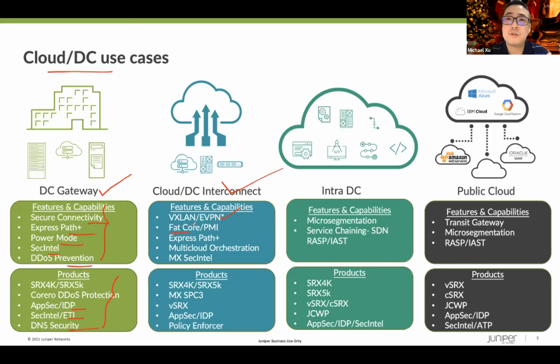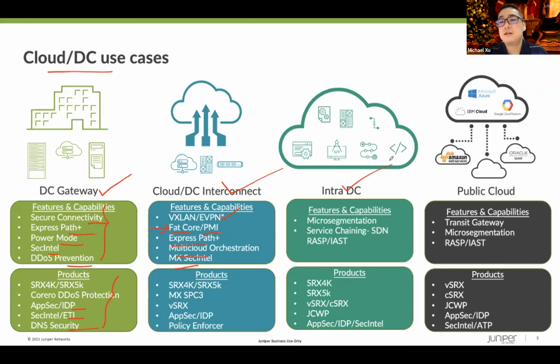So the IPsec is really our advantage in terms of performance, because we have done enhancements from each of the vectors. For example, for the single tunnel performance, we have our feature called the fat tunnel. And for the overall encryption and decryption performance, we have our feature called the power mode, right? And apart from that, the Express Path Plus feature is also applicable over here. For multi-cloud orchestration, we have different form factors like the vSRX, cSRX, and also the physical SRX. And of course, MX is also integrated with our SecIntel.